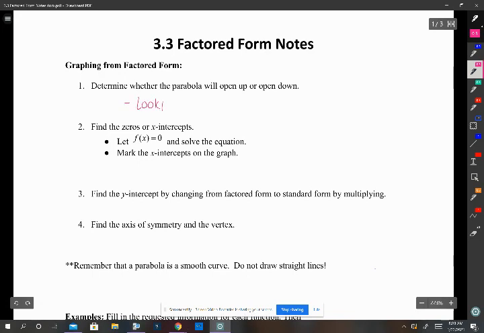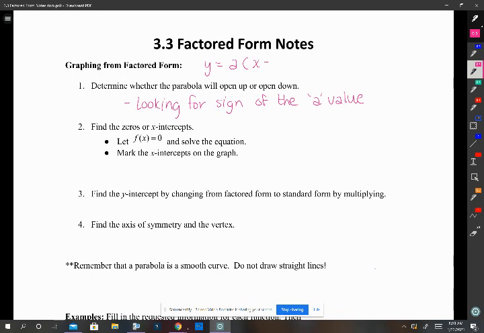Okay, so looking for the sign of the A value. And usually if it's in factored form, the A value is out in front. So usually factored form is going to look like y is equal to A times (x minus a number). I'll call them x minus B and x minus C. Okay, so B and C are going to be values. So it's going to look something like that.